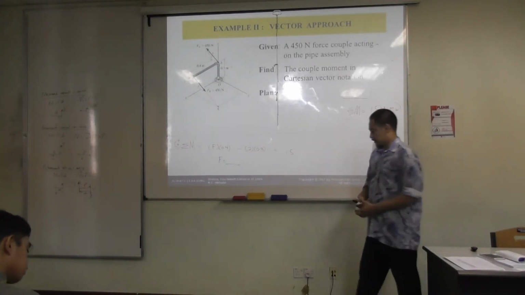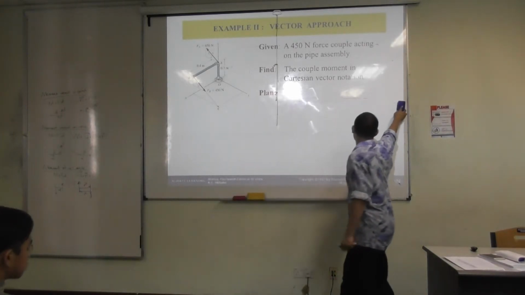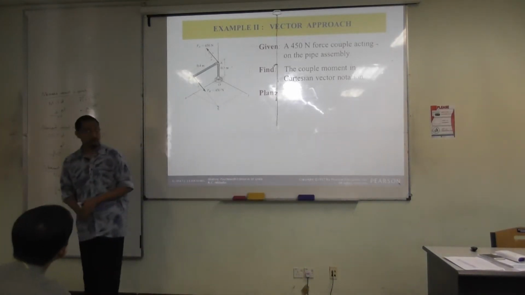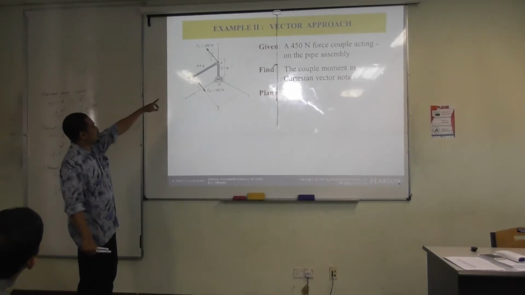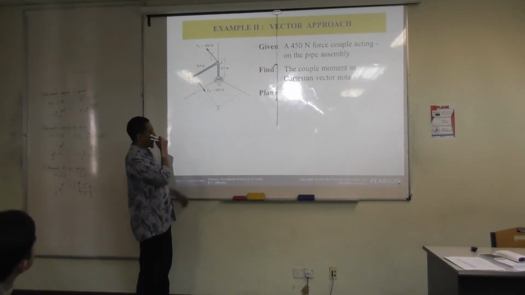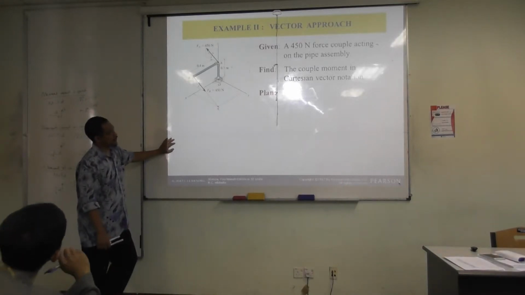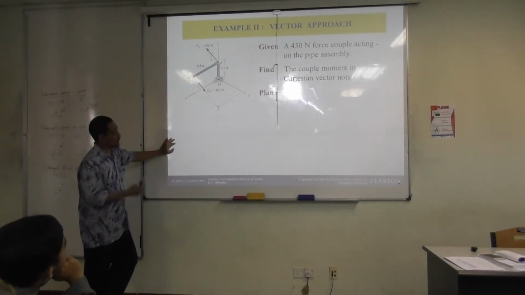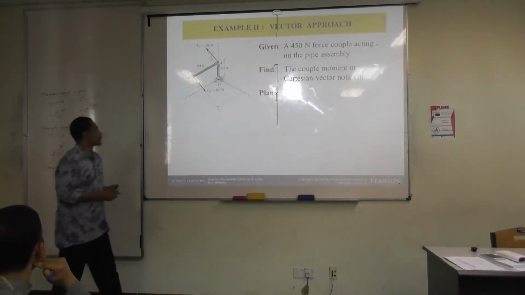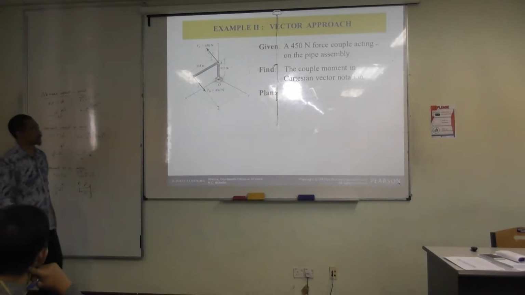Right. So that's scalar, just 2D and scalar. So let's try a 3D vector calculation here. Basically we have M equals r cross F. Now what's the question? We have two forces of 450 Newton, which are perpendicular and opposite with the same magnitude, hence a couple. So a 450 Newton force couple is acting on the pipe assembly. Find the couple moment in Cartesian vector notation. In the end, we want the moment in vector notation, and the equation is already in vector form, so we get the answer.